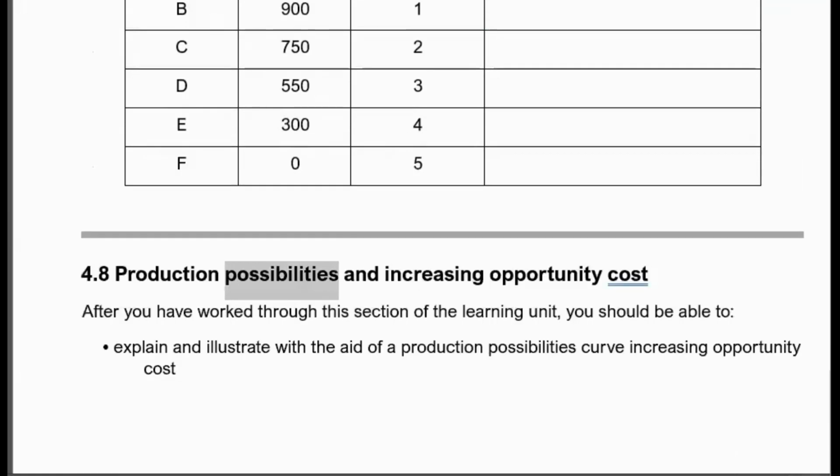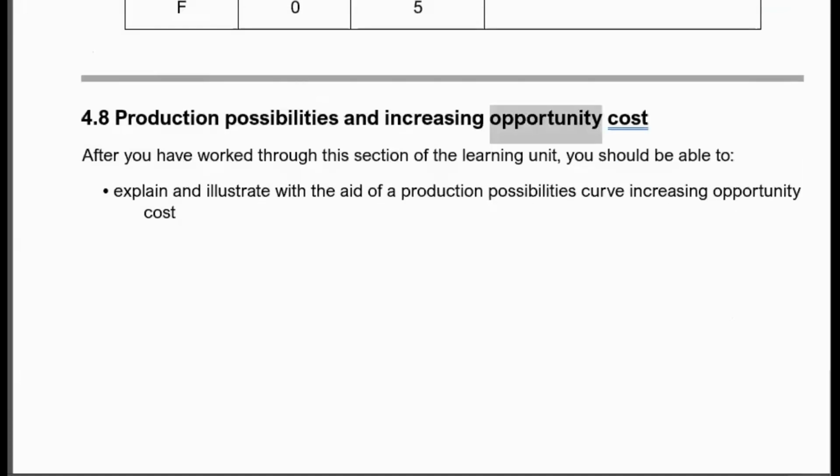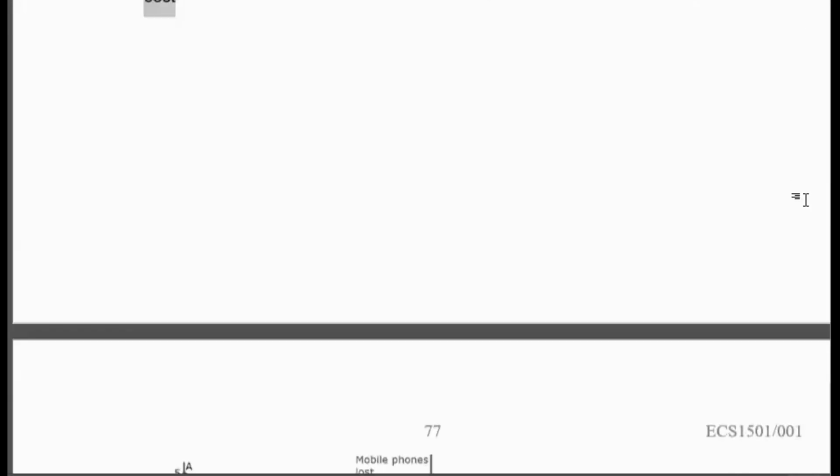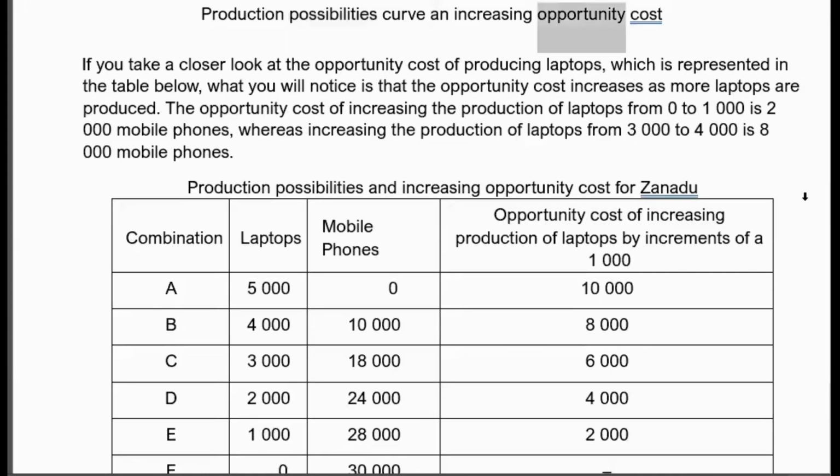Production possibilities and increasing opportunity cost. After you have worked through this section of the learning unit, you should be able to explain and illustrate with the aid of a production possibilities curve increasing opportunity cost. Production possibilities curve and increasing opportunity cost.